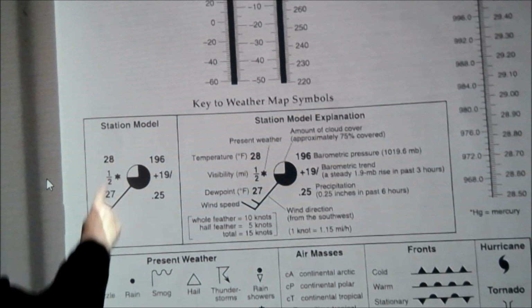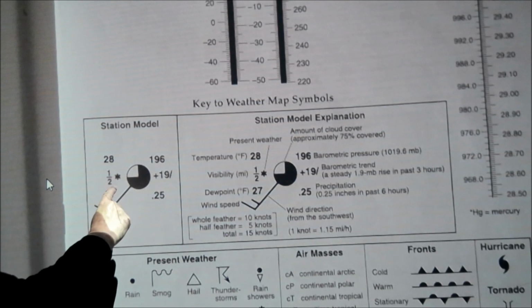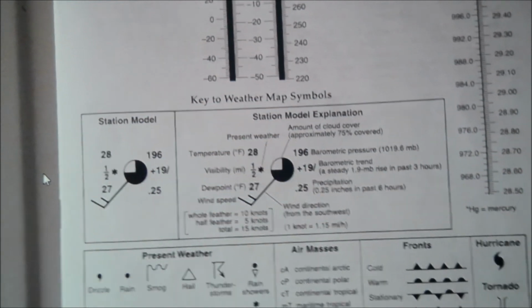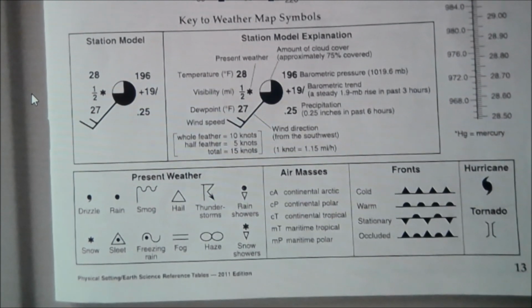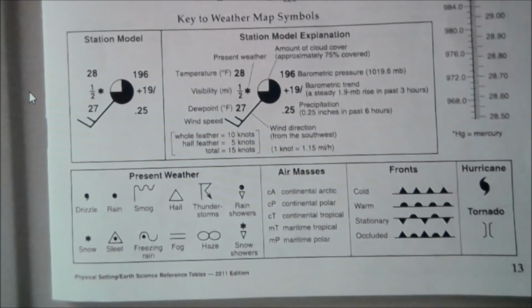In between the two of them, you have two things. You have your visibility in miles, and then you have this little symbol here. The little symbol is going to tell you what your present weather is. So if I'm looking at this one, it says snow, which makes sense because if I look at the temperature, it's 28 degrees Fahrenheit out. All right, remember, water freezes at 32 degrees Fahrenheit.